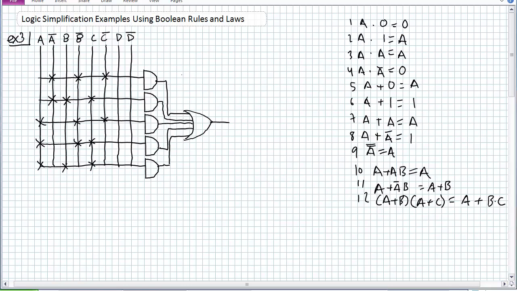Okay, so let's try example 1.1 here, a logic simplification example using just the Boolean rules and laws, and someone throws this nightmare upon your desk. It looks like you've got 4 inputs and their complements, A, B, C, and D, all feeding 5 AND gates, all feeding this mothership of an OR gate. And what is this? Well, it's an SPLD, a simple programmable logic device. It is a programmable AND array, all feeding a fixed OR gate.